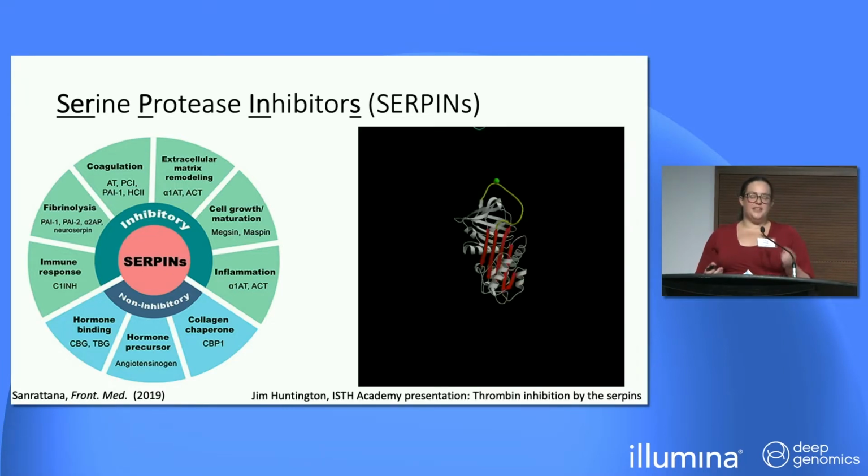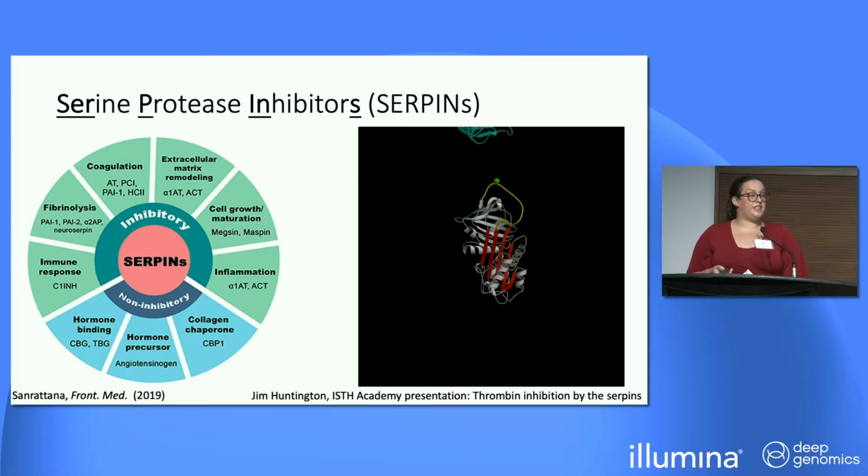So all SERPINs share a common fold. The salient feature is that they have a reactive center loop, or RCL, that extends from the central globular portion and contains the amino acid sequence that is the preferred cleavage site of the serine protease that they're targeting.